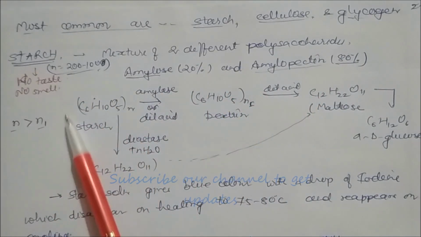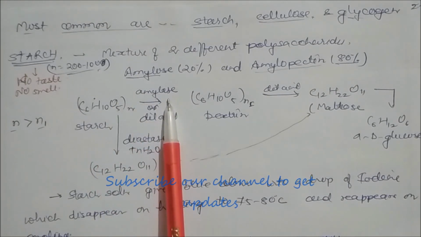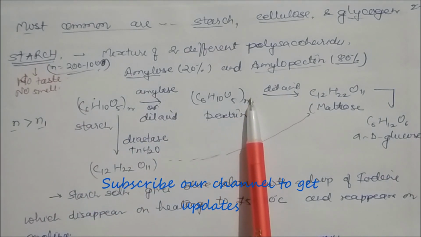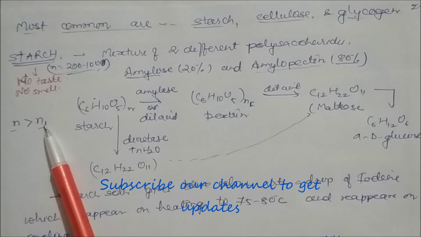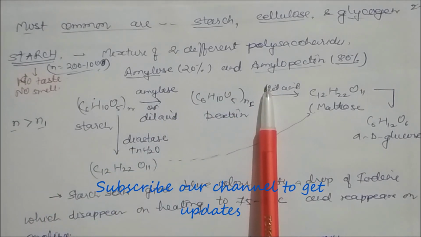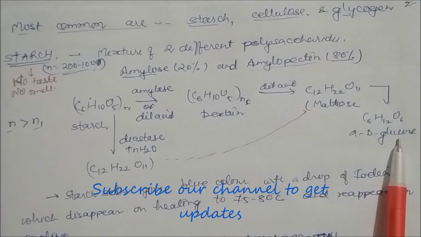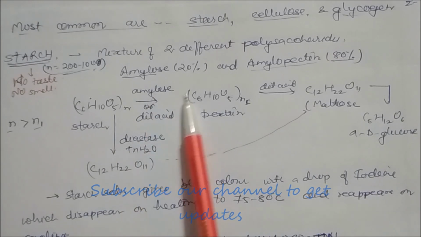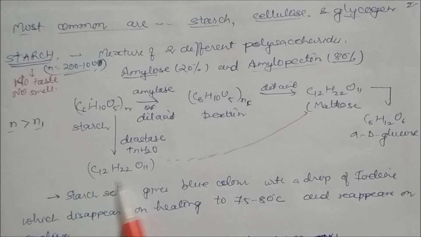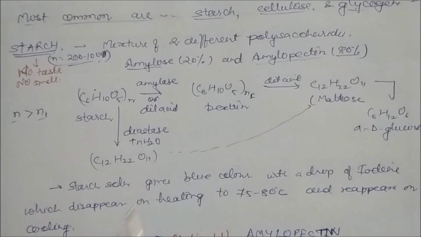You can see this is starch, and if you give amylase in dilute acid solution, it undergoes hydrolysis and this whole starch converts to dextrin. So this is N1 and this is N, and almost N is more than N1. So this is broken down, and again in the presence of dilute acid it hydrolyzes to give maltose, and maltose finally converts to alpha-D-glucose. Or if you give diastase instead of amylase, on hydrolysis it will convert into maltose. Then the cyclic chain is there.